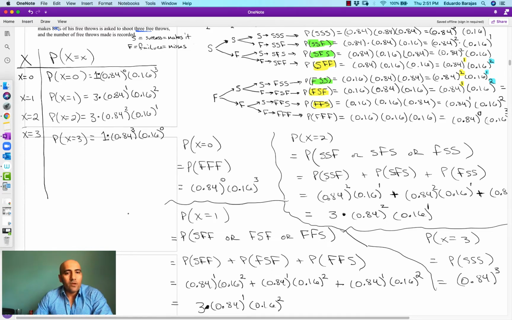Okay, so now we can go over to our calculator and figure out each one of these, turn it into a decimal. I'm going to round to 4 significant values, and we'll have our complete probability distribution table.